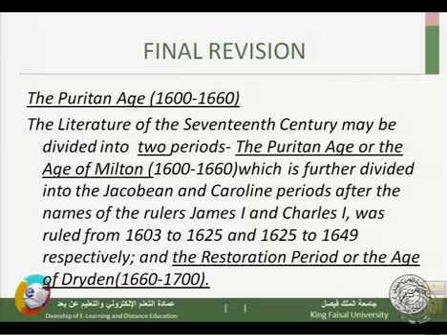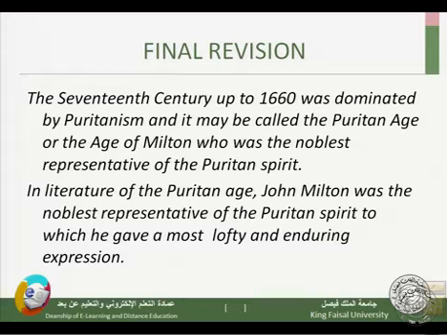So the first period might be called the age of Milton, and the second period the age of Dryden, because these two were the most prominent figures in the literature of the 17th century. Okay, now let's move to the next page.